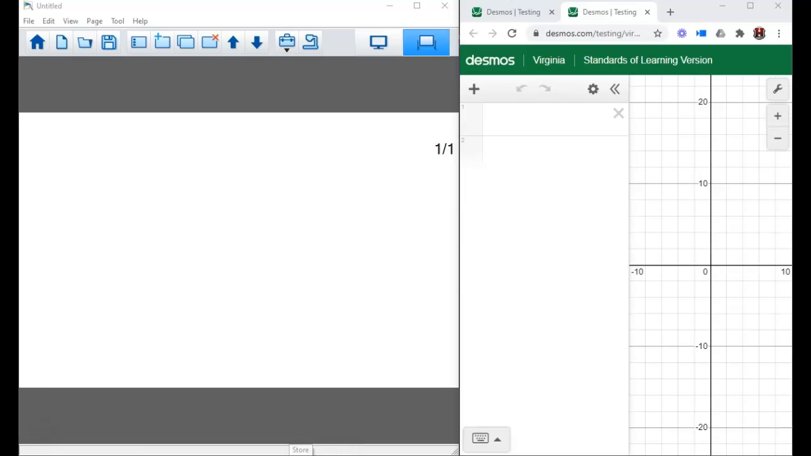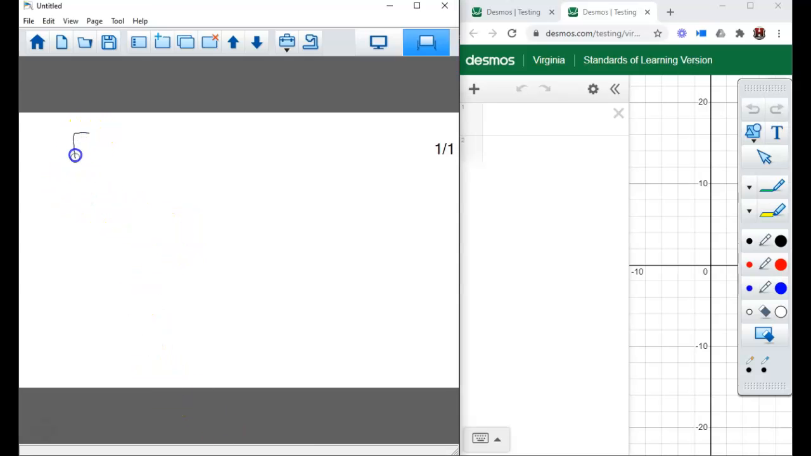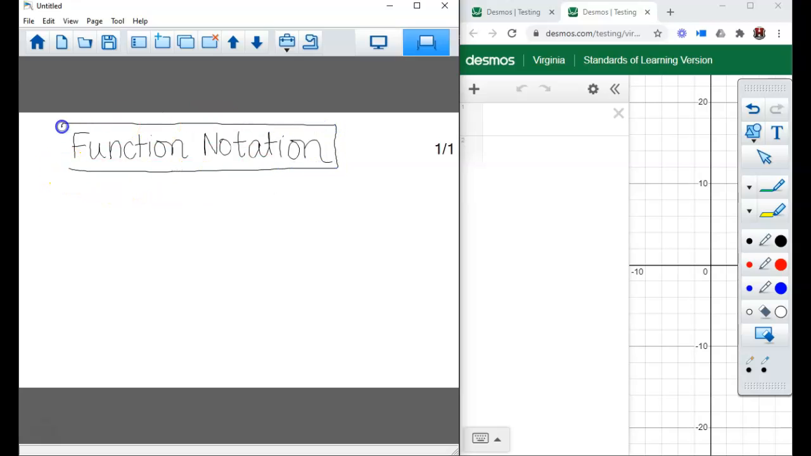Today we are going to work a little more with function notation. And we are actually going to do function notation today on the Desmos calculator. So that's why you're seeing that up on my screen.